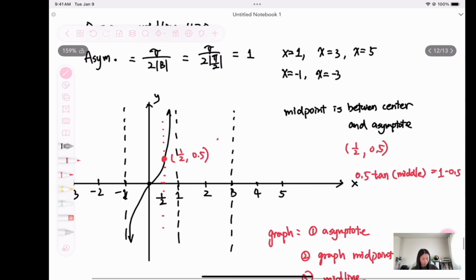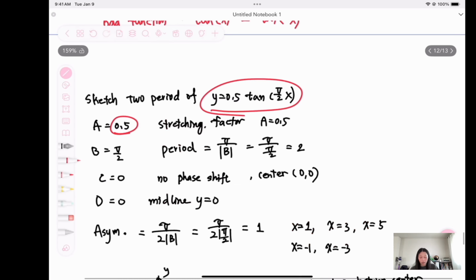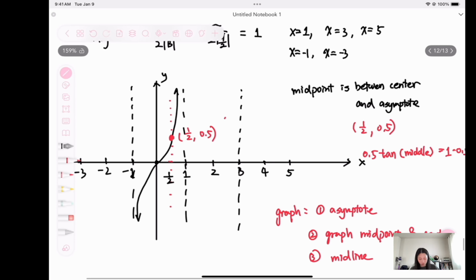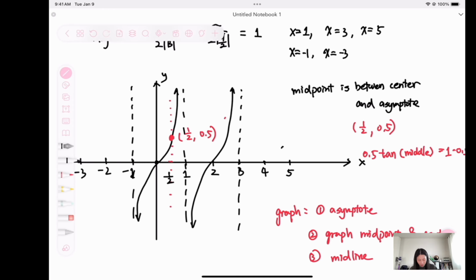The answer is no, because the question is asking you to graph 2 periods of this function. So that means you need to make another one. Repeat. It's from here to here. So you still need to label everything. So that means our midpoint is going to become 1.5 and then still the same at 0.5 because of the stretch factor. We use 1 times a. Okay, that's it for this section. Let me know if you have any questions.